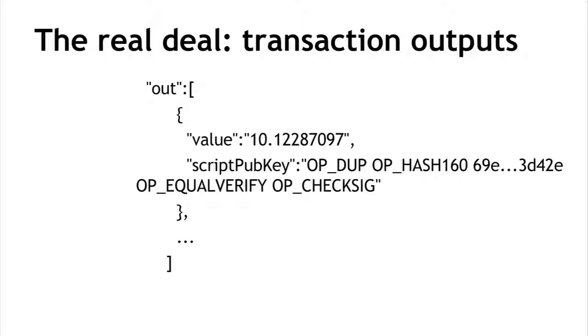And now the outputs have just 2 things. They have a value, so each output can have a different value. The sum of all the outputs has to be less than the sum of all the inputs.